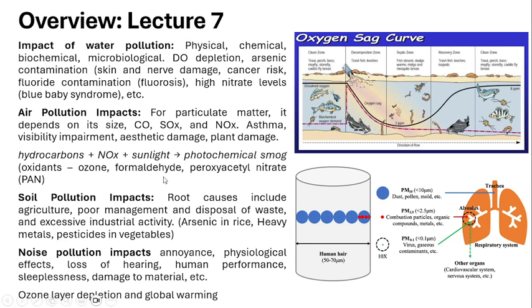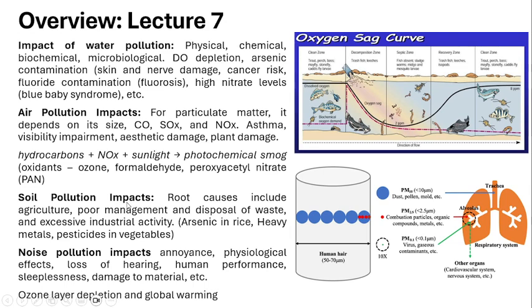So now whenever hydrocarbons, here hydrocarbon is our fuel, so fuel is rich in hydrogen and carbon, whenever this hydrocarbon reacts with NOx and sunlight, it causes photochemical smog. That photochemical smog contains oxidants like ozone, formaldehyde and peroxyacetyl nitrate. These are the major oxidants present in it.